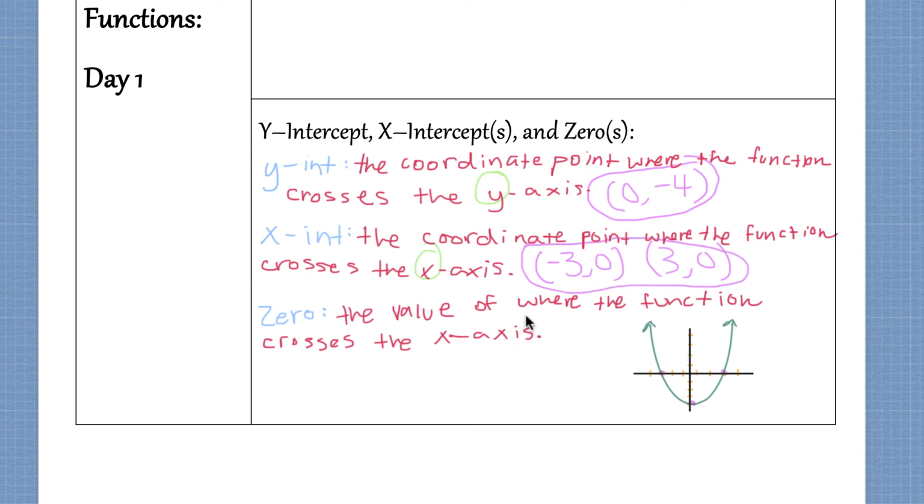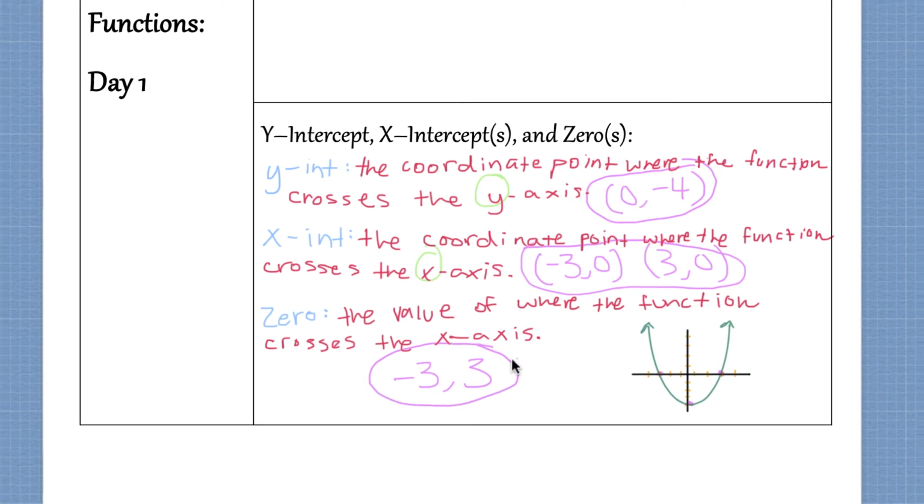For our zeros, it says it's the value where the function crosses the x-axis. So where our function crosses the x-axis, you can see we have those labeled as our x-intercepts. And so to find the zeros, we're just going to take the x value of the coordinates, and that's going to be our zeros. So for our first one, the x value of the coordinate is -3. And for the second one, the x value of our coordinates is just 3. And so those two would be our zeros of this function.